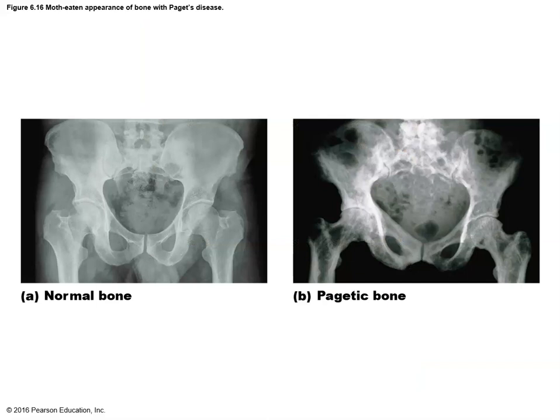Here we have a different scenario. Here on the left, we have what is labeled as normal, healthy bone on that x-ray. I'm not completely convinced that it's as healthy as it needs to be, but it certainly looks better than the pagetic bone on the right. So this is Paget's disease, and with this, we really don't know a whole lot about it.